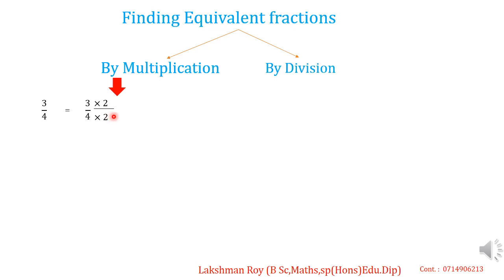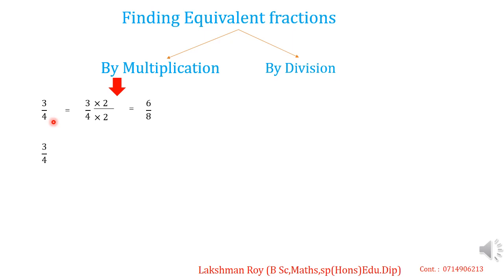Let's see what fraction we get. Numerator 3 multiplied by 2, that is 3 into 2, 6, that is the numerator. 4 multiplied by 2, 4 into 2, 8, that is the denominator. So my equivalent fraction is 6/8. That is one equivalent fraction to 3/4.